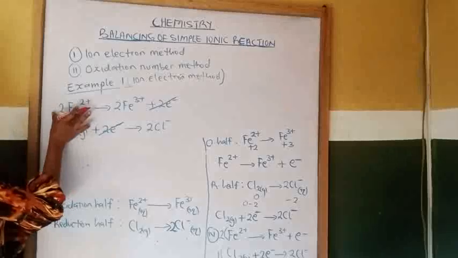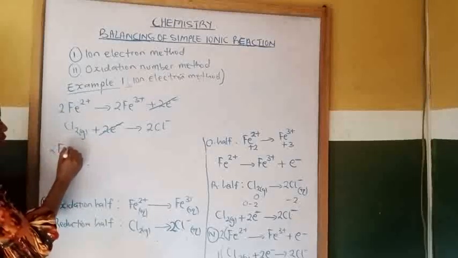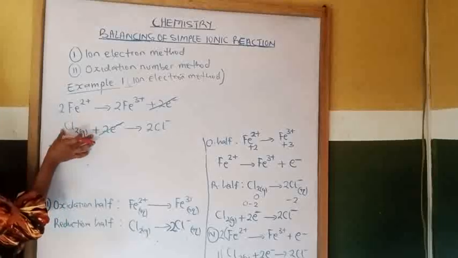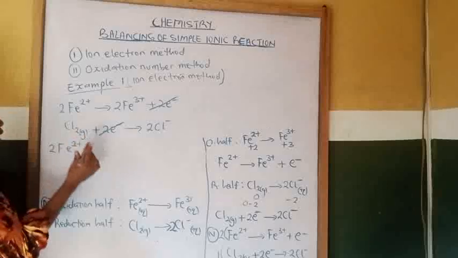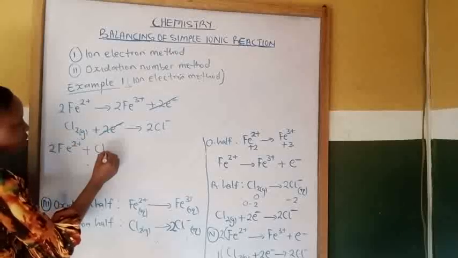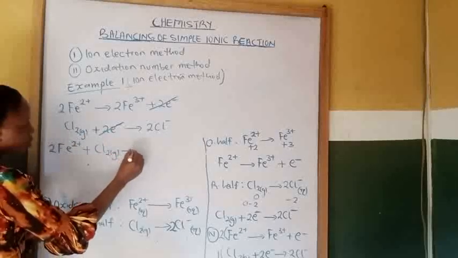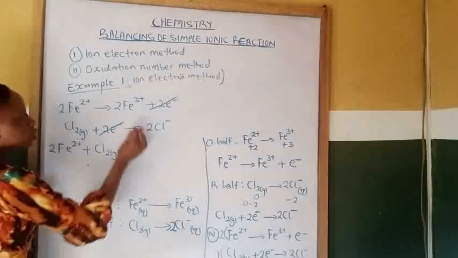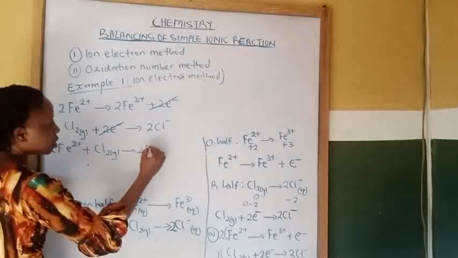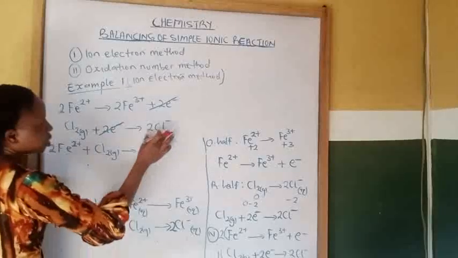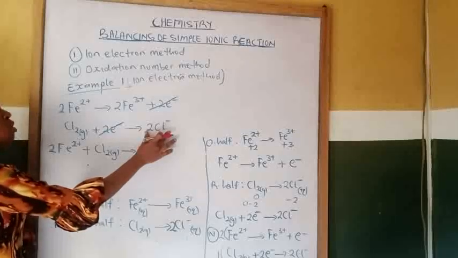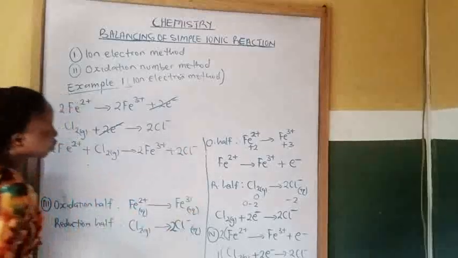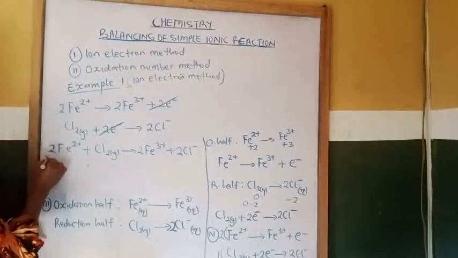So at this side, we have 2Fe2+, plus the reactant side from the reduction half, plus Cl2 gas, equal to the product side from the oxidation half. So the product side is 2Fe3+, plus the product side from the reduction half, plus 2Cl-. So this is our product.